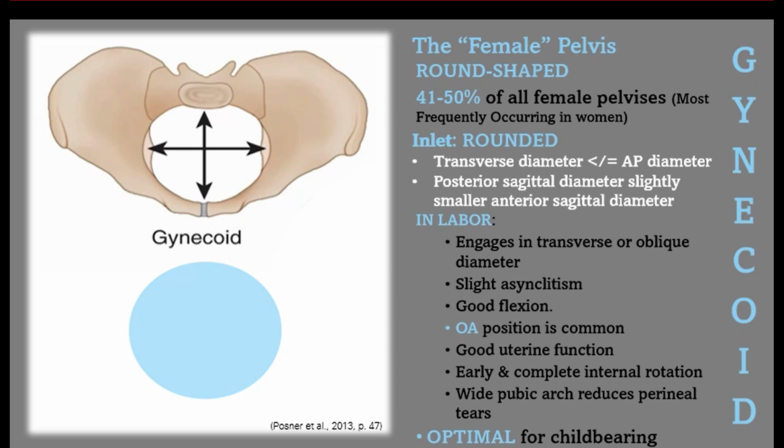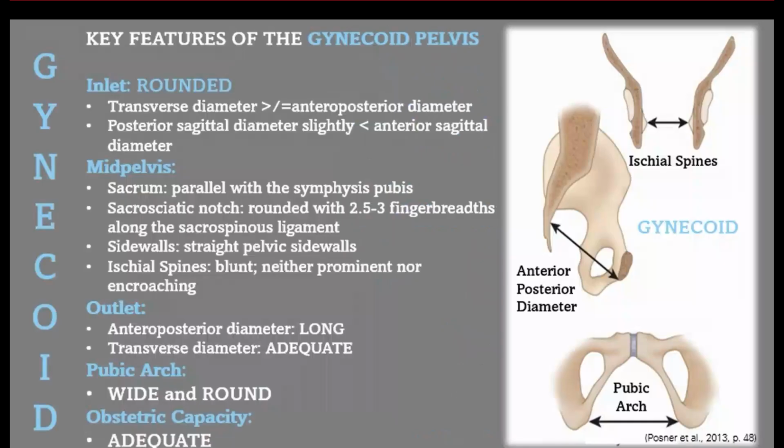The fetus is commonly in the OA position. Throughout labor, there is good uterine function. The fetus is able to internally rotate early and completely due to the adequate space in this pelvic cavity. Additionally, the wide pubic arch reduces the risk for perineal tearing. The gynecoid pelvis is optimal for childbearing and for a vaginal birth.